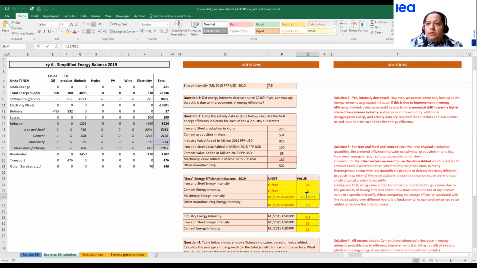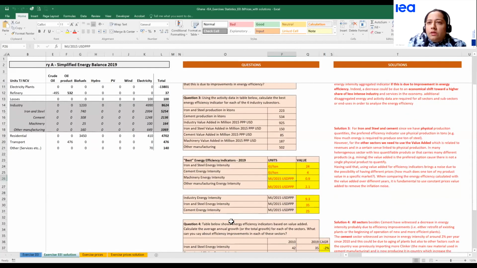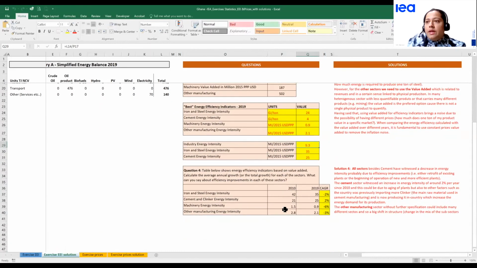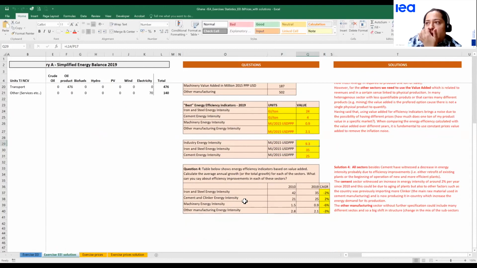So here what we will do is that we will take the machinery consumption, we will divide it by the value added of machinery, and same for other manufacturing here. And here the unit is megajoule per 2015 PPP US dollars. Now, if we do the same for industry, iron and cement, it's the same calculation. You take your quantity here, you divide it by your value added.